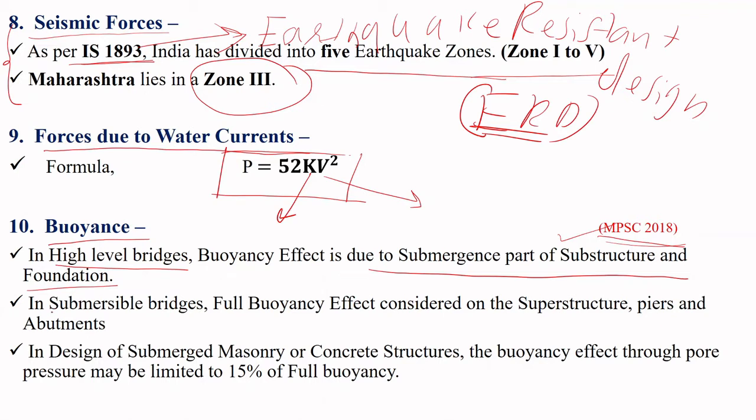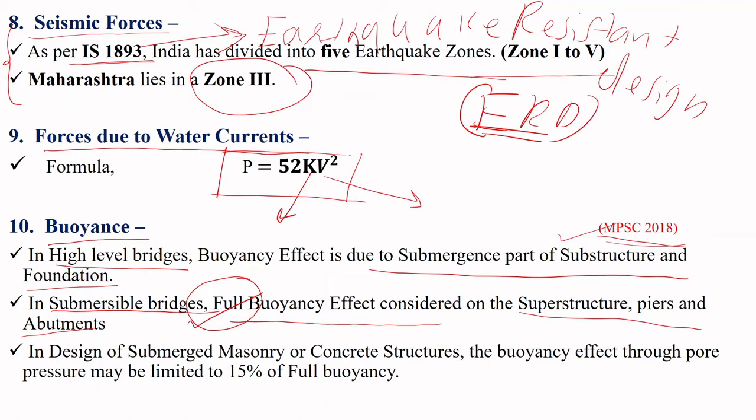Next is the submersible bridges. In submersible bridges, full buoyancy effect is considered. This word full is very important. Full buoyancy effect is considered on the superstructure, piers and abutments. In a high level bridge, only the submerged parts, the parts under the water, are considered, but in submersible bridges we consider the full buoyancy effect on the superstructure, piers and abutments. That is the difference.